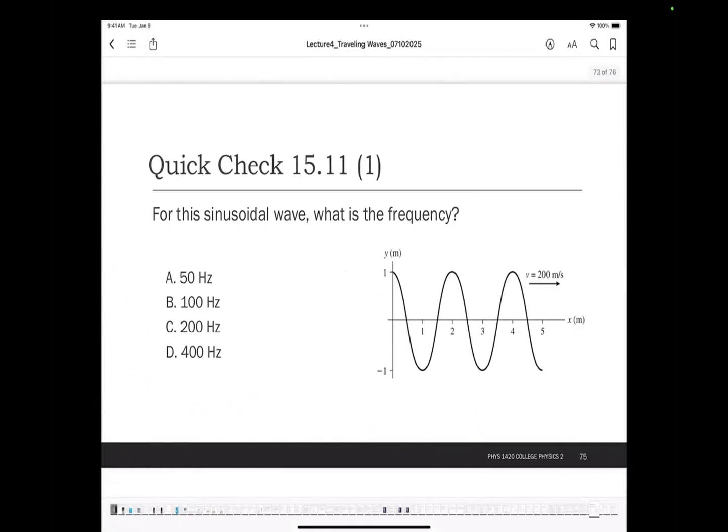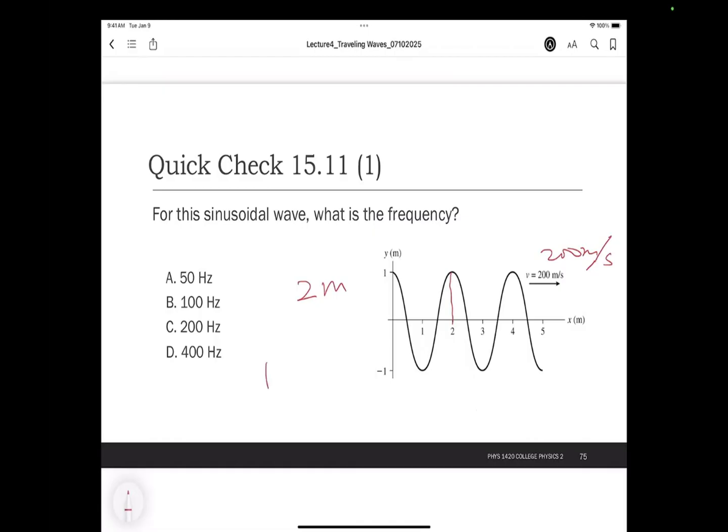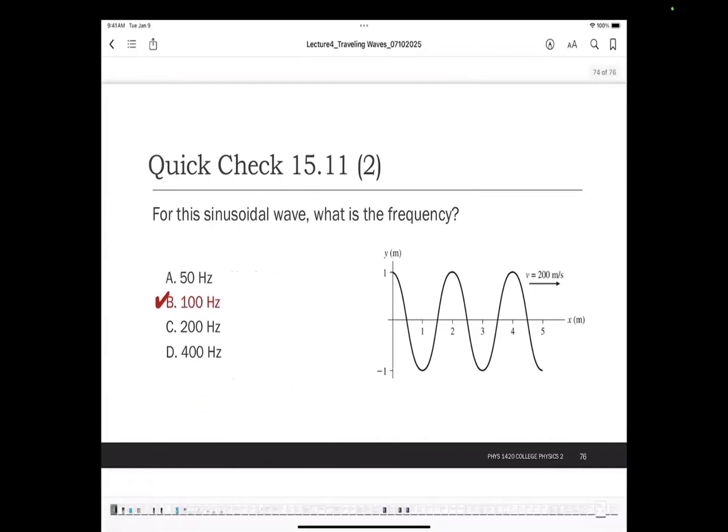Let's check these questions. For this sinusoidal wave, what is the frequency? You can see the wavelength from this graph, so it is 2 m, am I right? The velocity is 200 meters per second. We know v equals what? Lambda multiplied by f, we just talked about that. Here the velocity is 200, lambda is 2, so f equals what? It's obvious, am I right? 100. Yeah, it's 100.